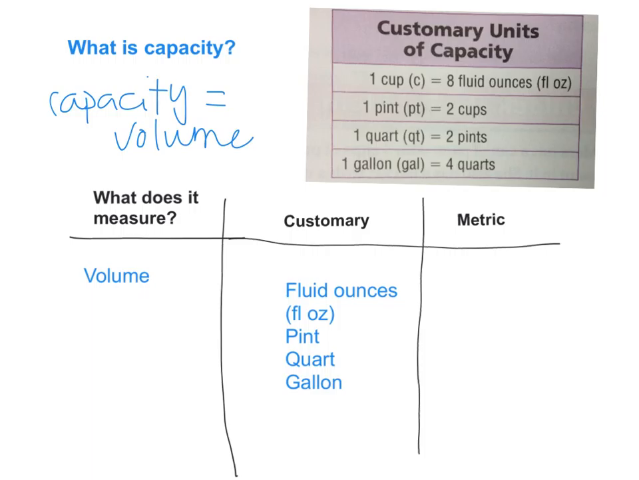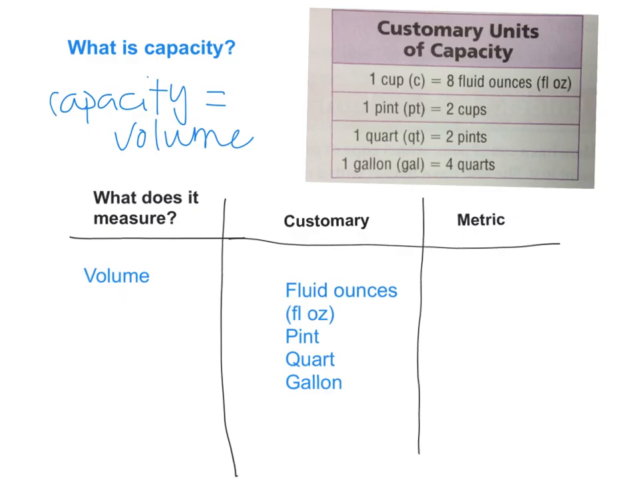Okay? And customary units of capacity include fluid ounces, and the abbreviation for fluid ounces is FLOZ, as you see there, pints, quarts, and gallons. So you should have turned to your 3-column chart, and we should be adding to that chart. Now we know that capacity measures volume, and the way we measure volume in customary units are fluid ounces, pints, quarts, and gallons. Okay? Go ahead and write that down.